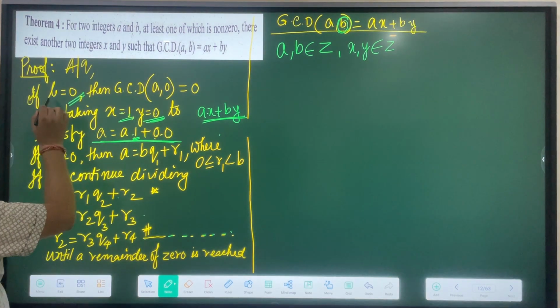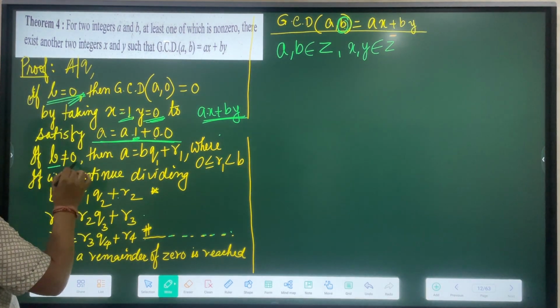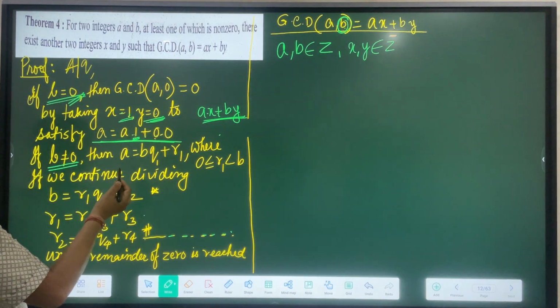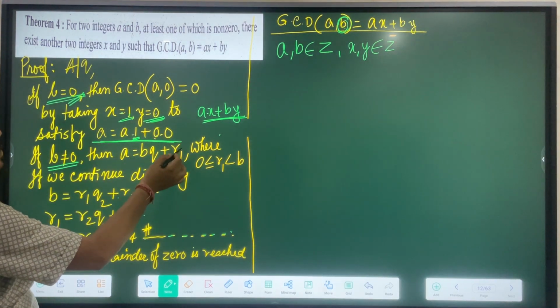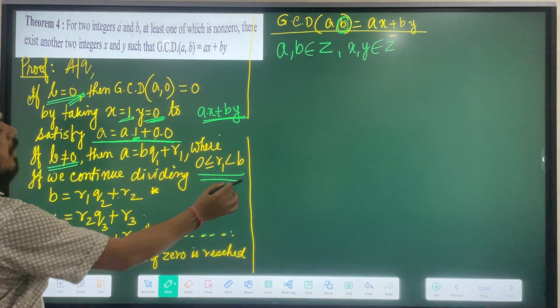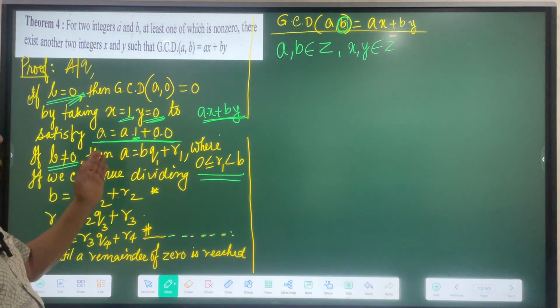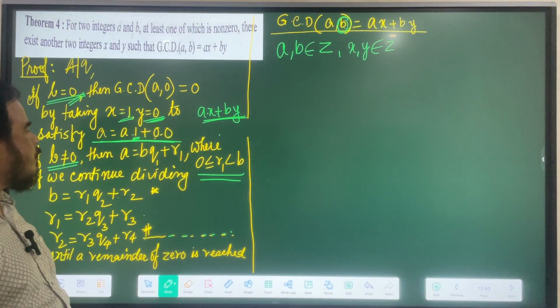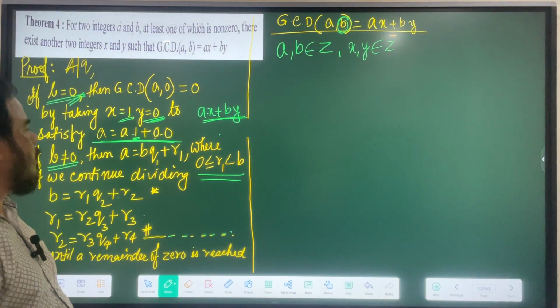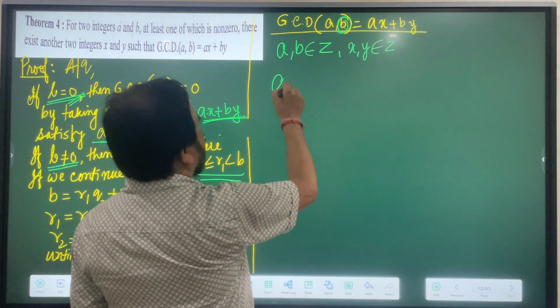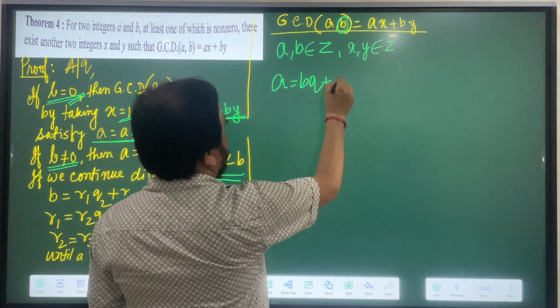Now here we have taken b equals 0. Now we are taking b not equal to 0, then a equals bq1 plus r1, which I will explain now. This one we already got in the previous first theorem. A equals bq1 plus r1, that means a equals bq plus r. How is it?